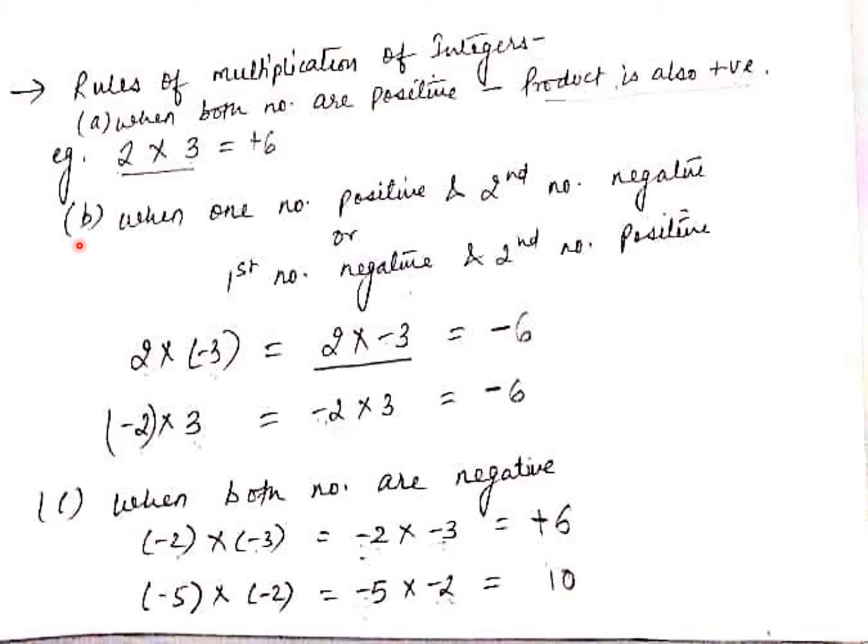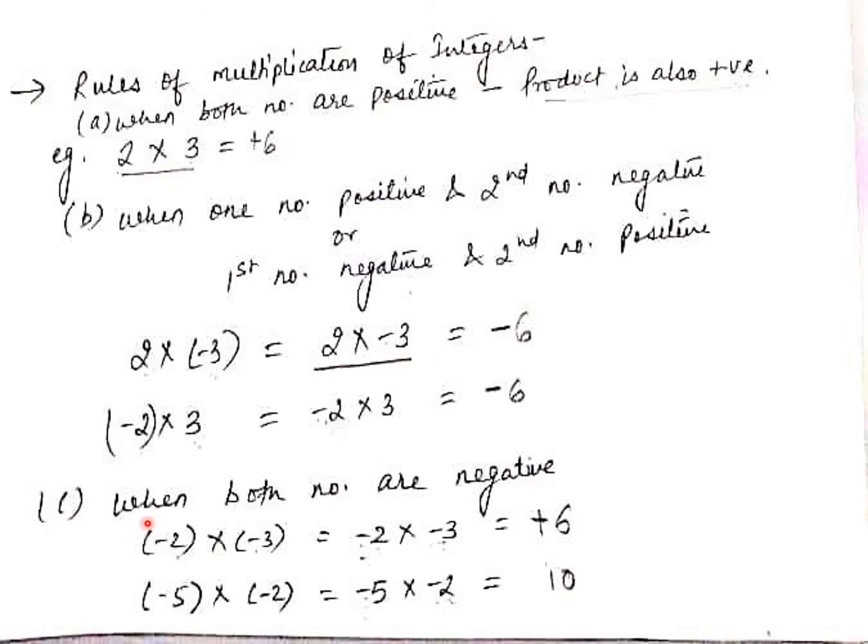First see this one. When one number is positive and the second is negative, or the first number is negative and the second is positive. That means when you are multiplying two numbers, out of which one is negative, in that case, what will happen? First you multiply similarly, 2 3s are 6. Then you see there is only one negative sign in the multiplication, so it will remain. Similarly, minus 2 into 3 is minus 6.